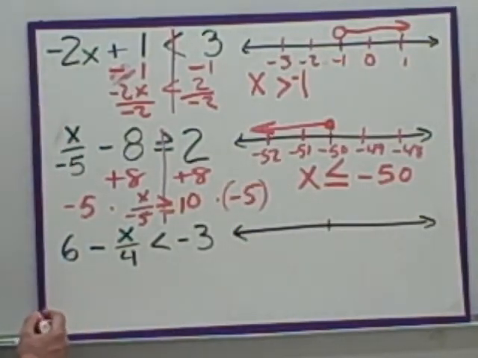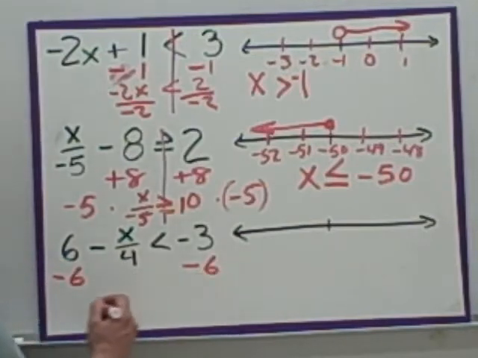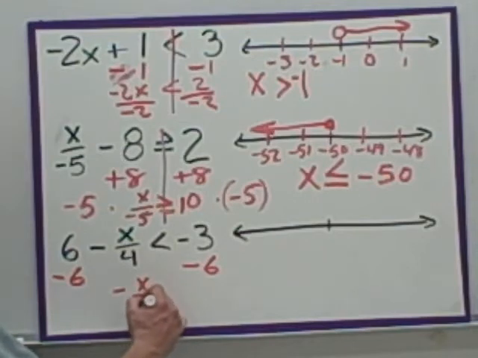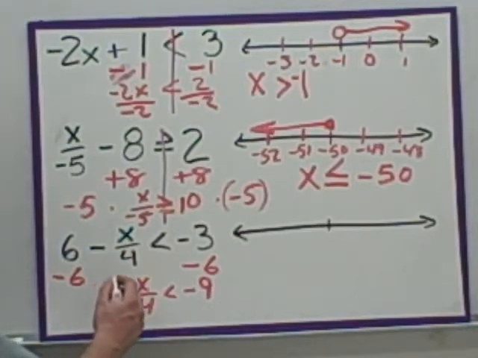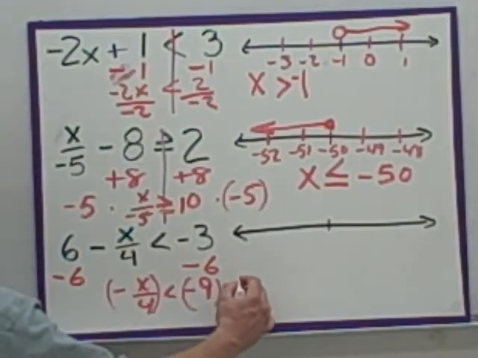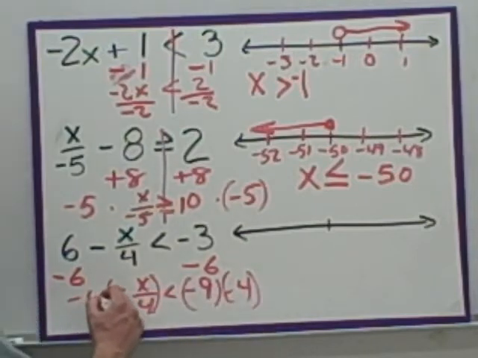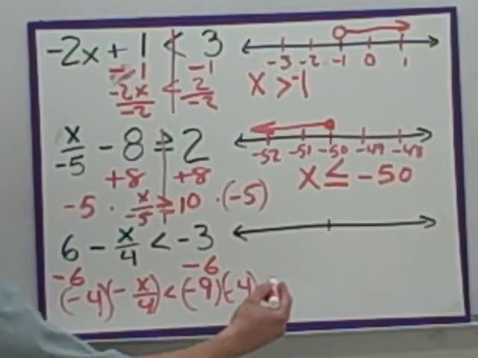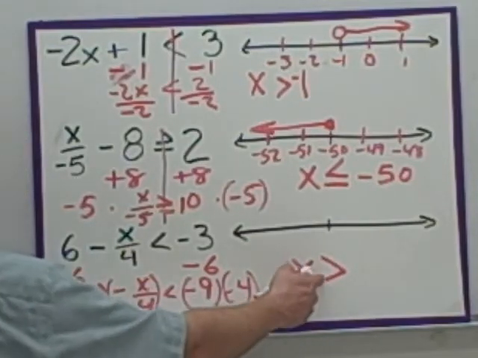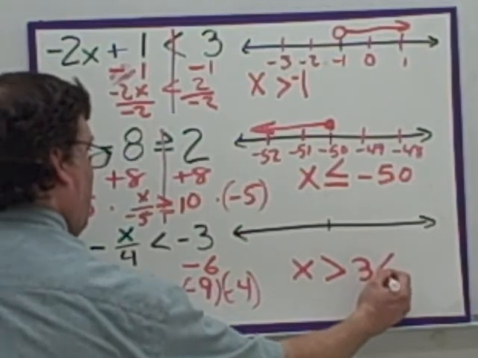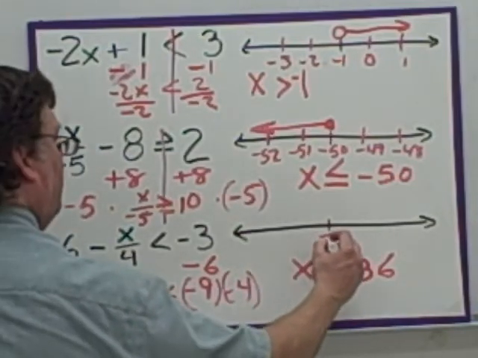Here, we start off by getting rid of the 6, so we have to subtract 6. That gives us negative x over 4 is less than negative 9. Then I have to multiply by negative 4. Multiplying by the negative means I need to flip this, so it's now going to be a greater than symbol. So I get x is greater than a positive 36.